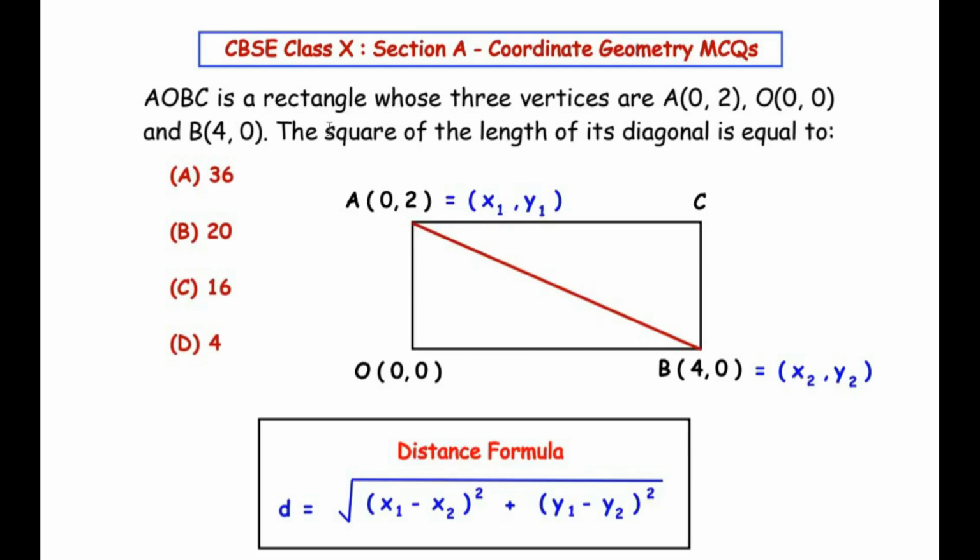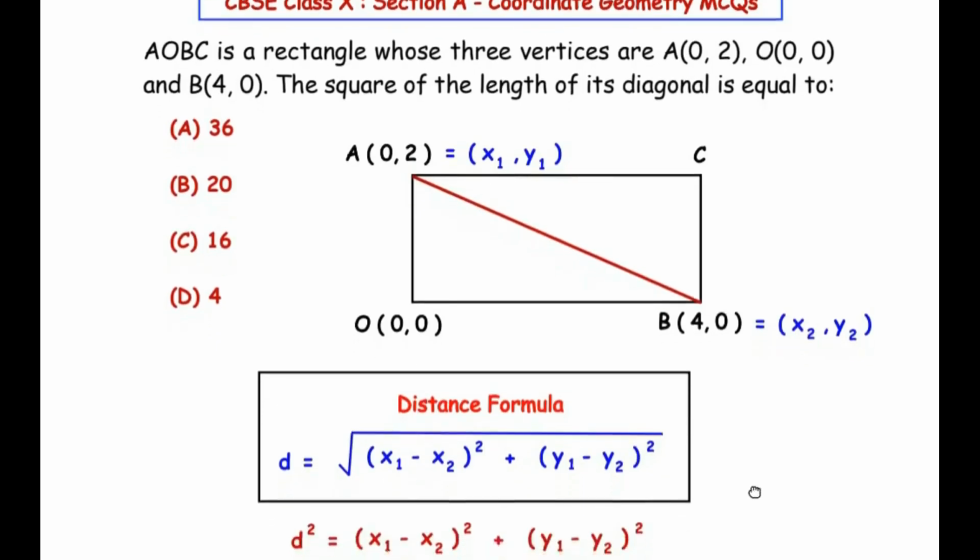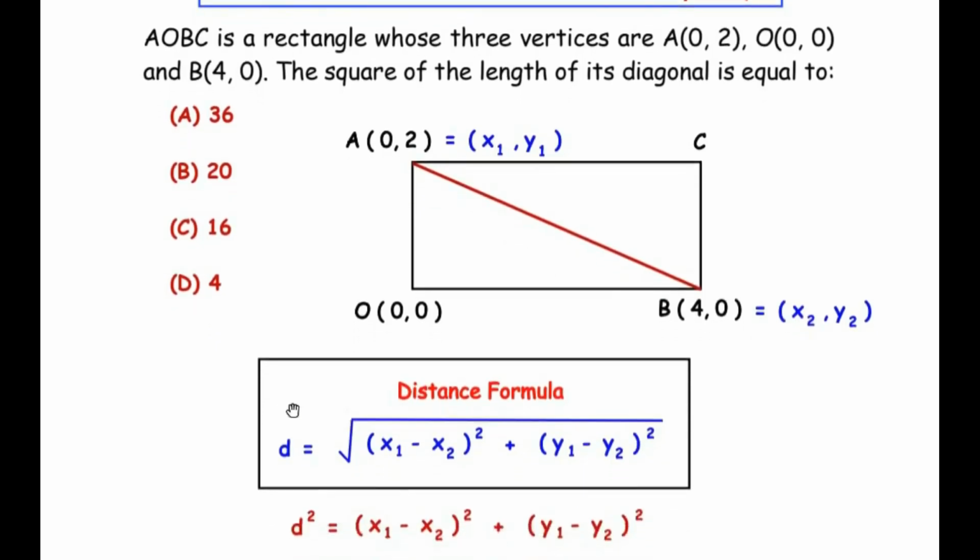Now here, since we have been asked to find the square of the length, we are going to take the square root on the other side of the equal to sign so that we get d square. The square root changes to square. So d square is equal to x1 minus x2 the whole square plus y1 minus y2 the whole square. Now here just we are going to plug in the values of A and B to get the value of the square of the length of its diagonal.